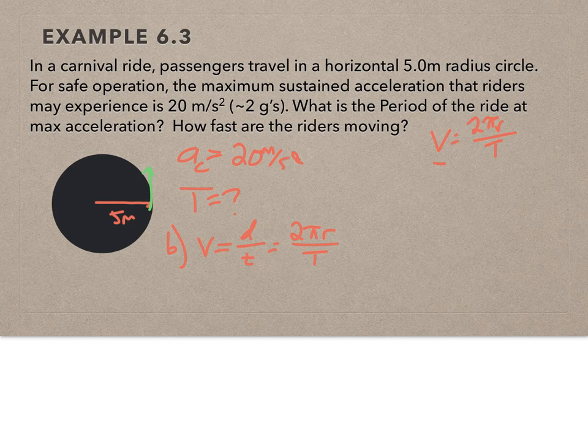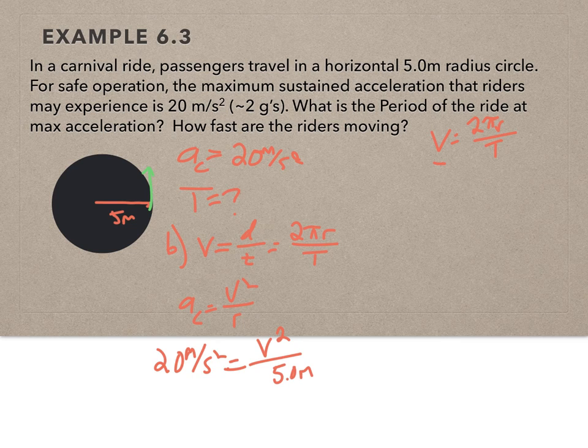But I can't find anything there. So let's back up a little bit and say, okay, well, if I need speed, the other one is centripetal acceleration is equal to speed squared divided by radius. Oh, I know centripetal acceleration and I know my radius, so I'm going to plug those in. 20 meters per second squared is equal to speed squared divided by my radius, which is 5.